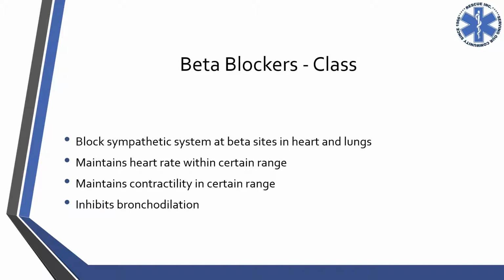So they block the sympathetic nervous system at the heart and lungs, focusing on beta sites. So there's beta sites in your body. Beta 1 is your heart. Beta 2 is your lungs. You've got one heart and two lungs. And we're going to maintain the heart within a normal range, and you're also going to adjust contractility within a certain amount as well. And also, because they're beta blockers, if they're non-selective, they're also going to block sites in the lungs. So they'll actually inhibit bronchodilation. That can be a bad thing. So if someone's on beta blockers and we need to bronchodilate them, we're going to have a lot harder time doing that.